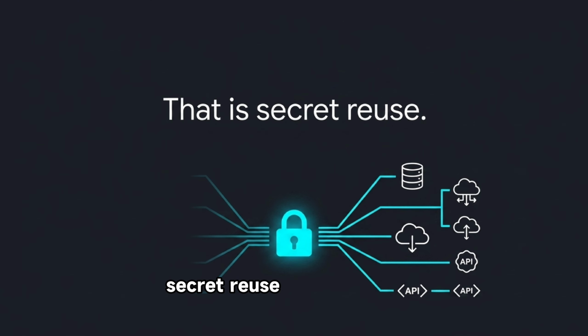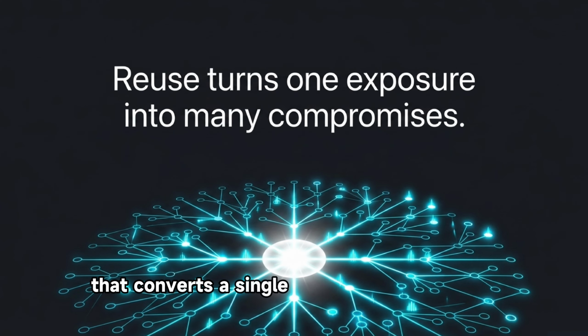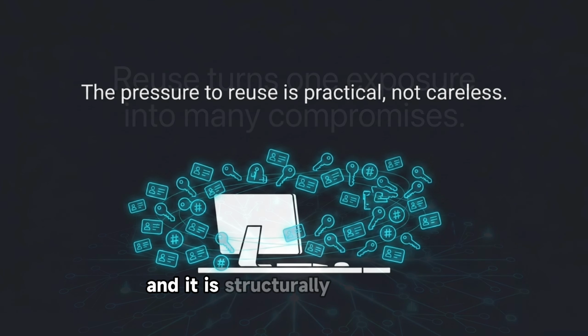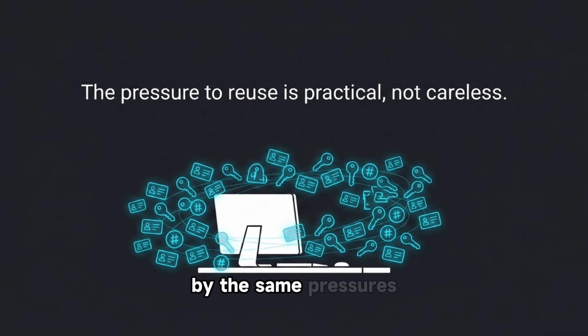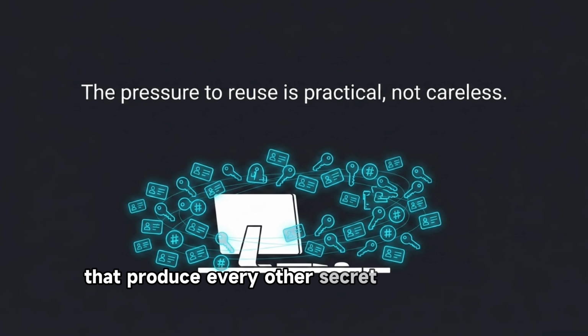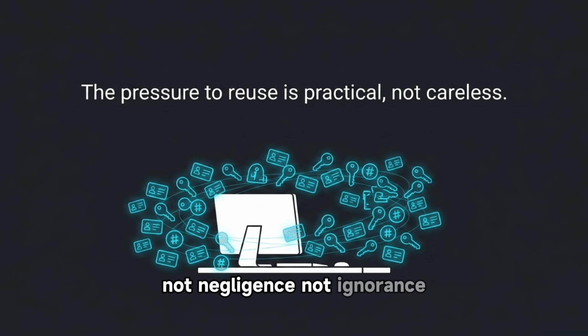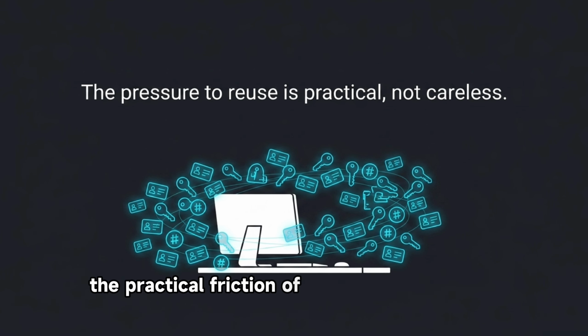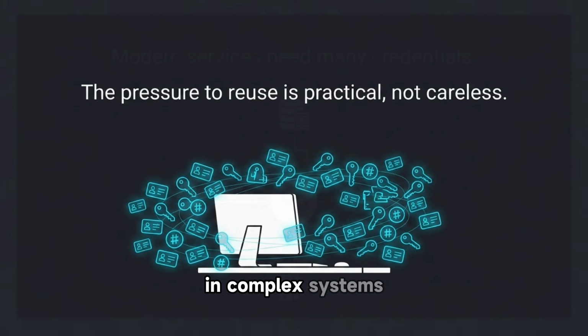Secret reuse is the property that converts a single exposure into multiple simultaneous compromises, and it is structurally encouraged by the same pressures that produce every other secret management failure. Not carelessness, not ignorance. The practical friction of managing credentials in complex systems.